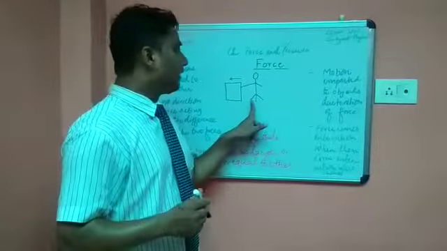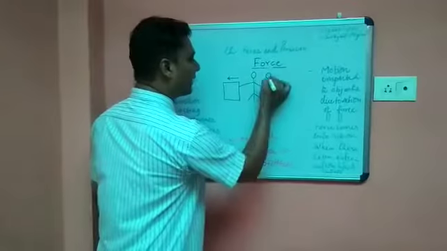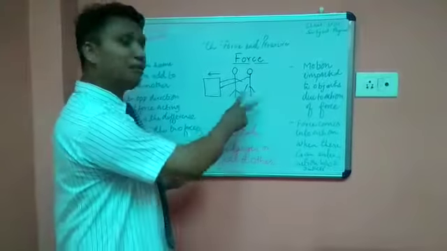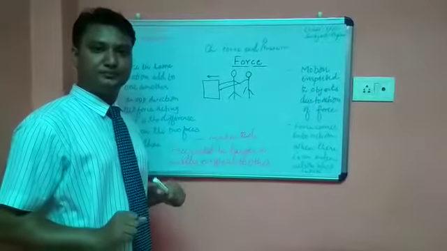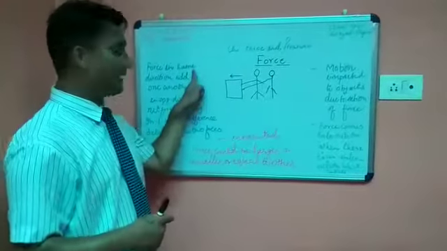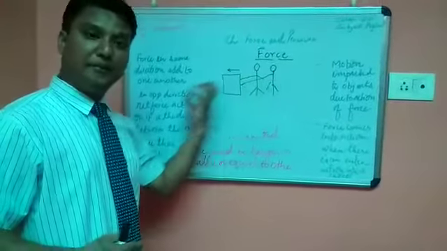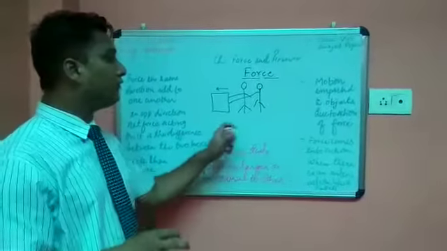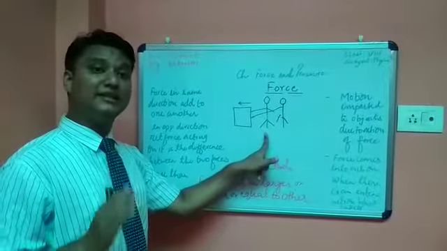Now, if this boy tries to move this box in this direction, and there is one more boy who also tries to move the box in the same direction, now both the boys are trying to move the box in a similar direction. Right? So this will add up the force. The forces in the same direction add to one another. So the total force will be the amount of force given to this box by these two boys. So this is condition 1, when the force is in the same direction.